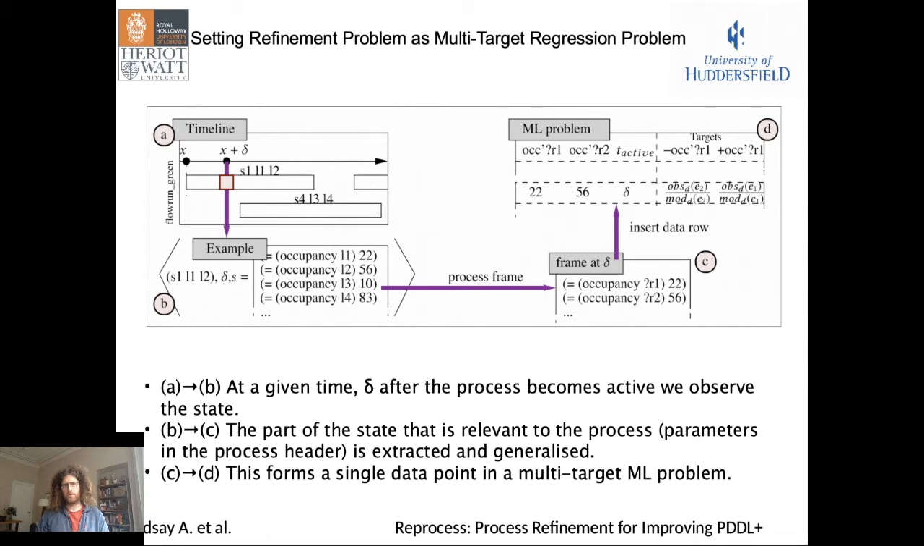So to get our machine learning problem, at some given time during a process, we observe the state, and that's then used as an example that we then extract information for the specific process, and in this case we just use the parameters in the process header. So this is focusing and allowing us to treat each of the examples in a consistent way. And the targets are then the observed divided by the modelled, so we're learning a factor.